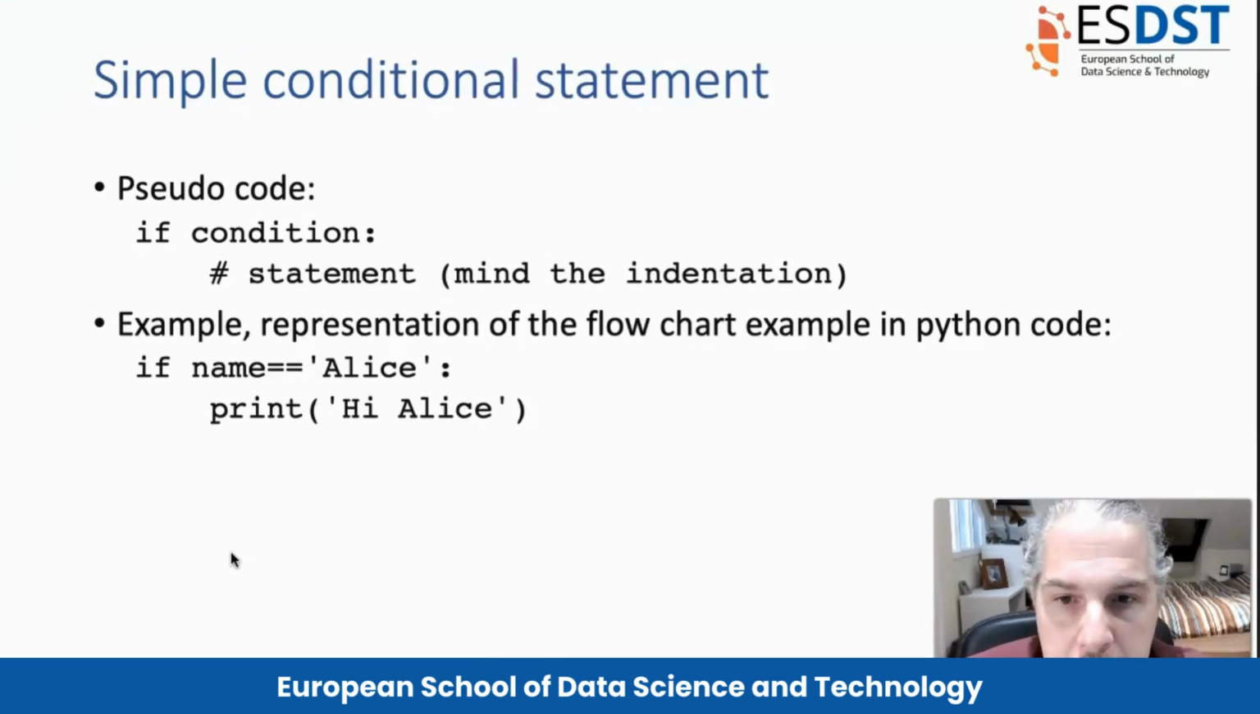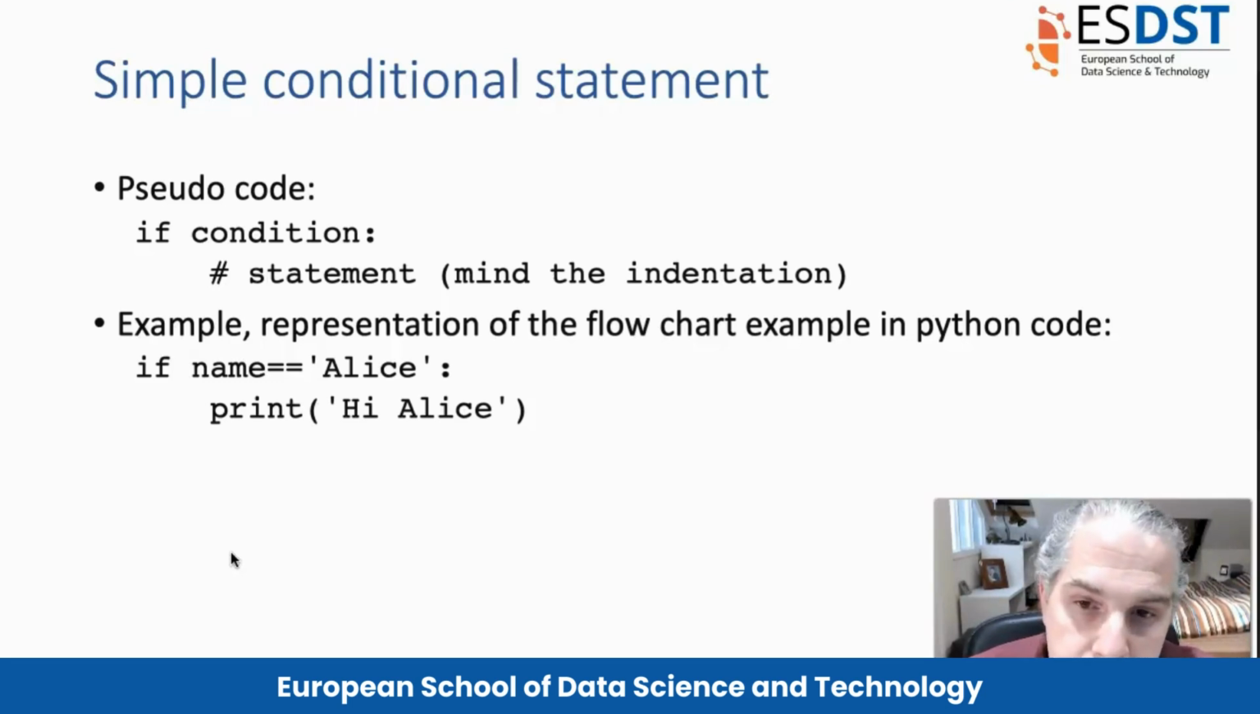How can we write this in pseudocode in Python? We can say if a condition, then a colon. Then the statements, look at the indentation, it becomes very important, that are indented below the if condition will be the statements that will be executed.